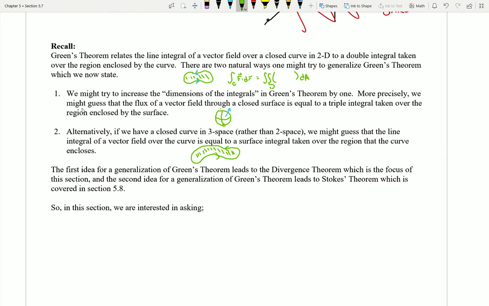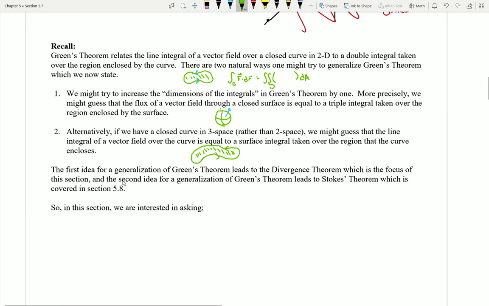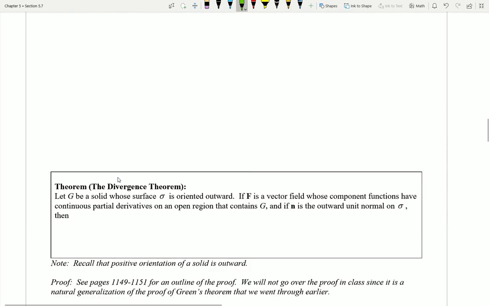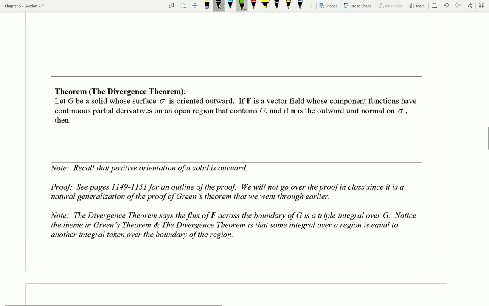And the second generalization is going to actually be what we talk about in section 5.8. Now for the sake of time in this video, I'm going to go ahead and skip some of the justification here for the theorem that we're going to get to, the divergence theorem. Of course, if you're interested, please feel free to read through the notes that are in Blackboard and ask me as many questions as you would like via email or during office hour time. But I'm going to just jump right to what the divergence theorem says, and we're going to see this kind of generalization of Green's theorem.